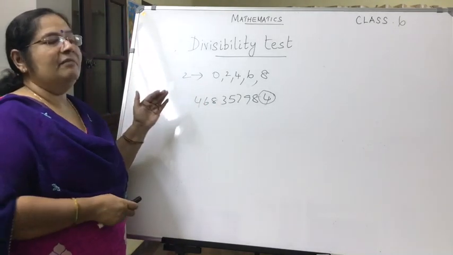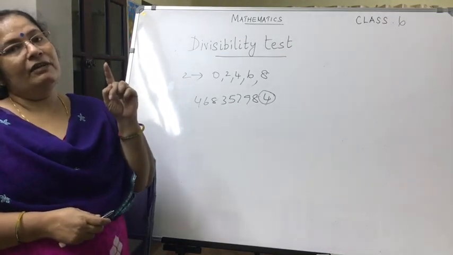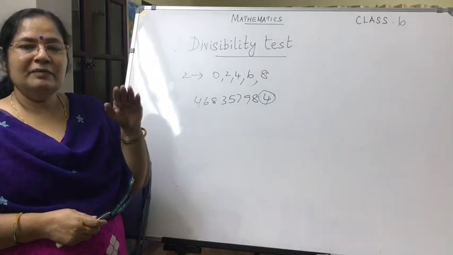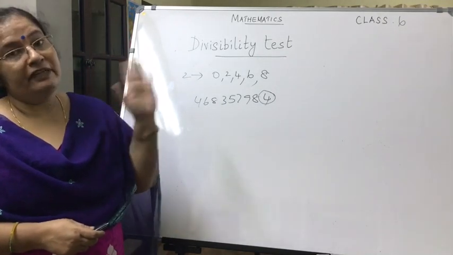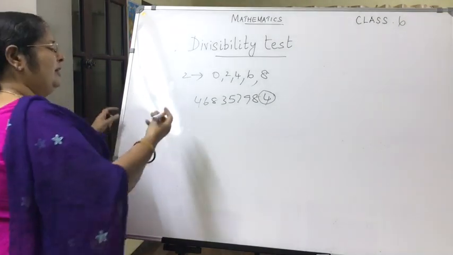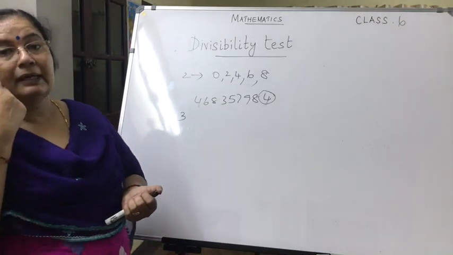So to see whether a number is divisible by 2, you look for the digit in the ones place, the units place. If the digit in the ones place is 0, 2, 4, 6 or 8, the number will be divisible by 2. Now coming to 3, the test for whether the number is divisible by 3.